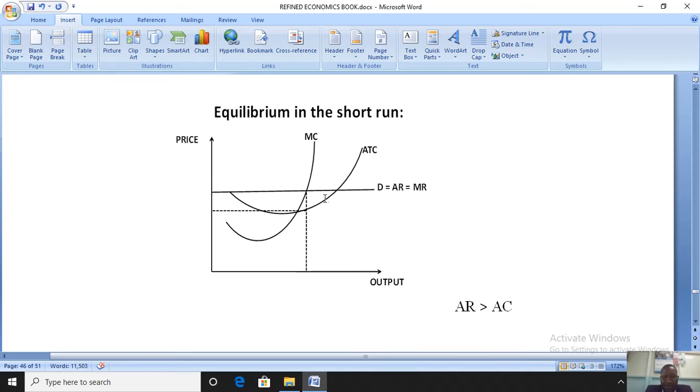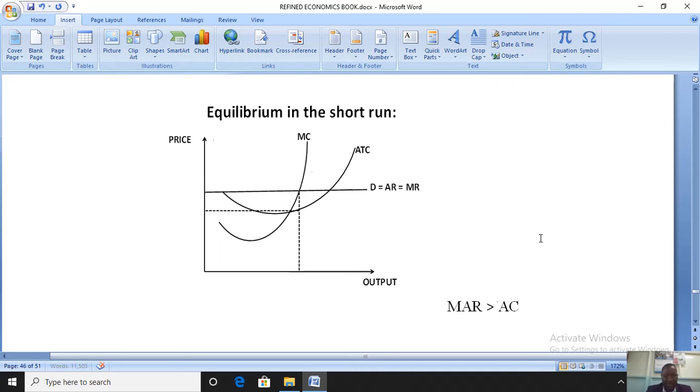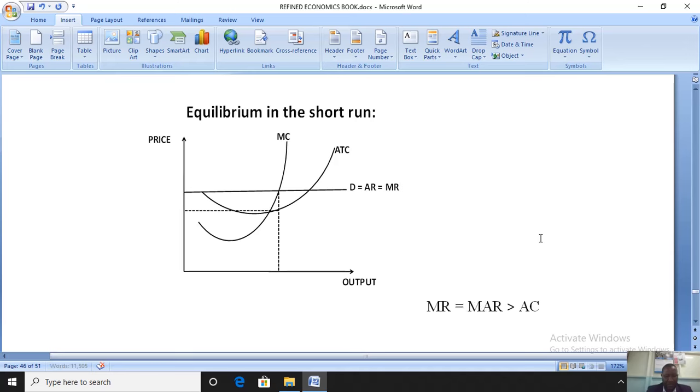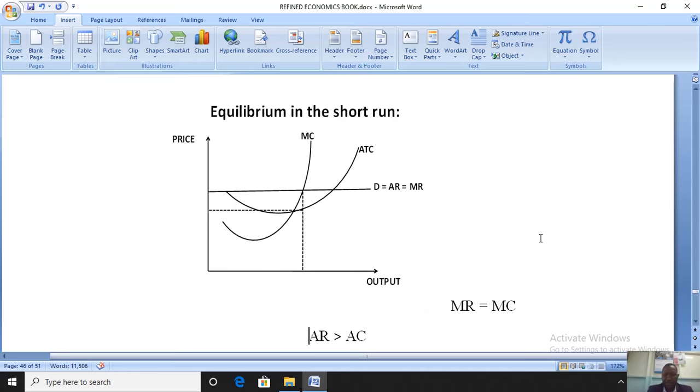So what is the profit maximization level? The profit maximization level is a point where MC equals MR. We did this in our previous study. Profit maximization point is where MR equals MC. That's the profit maximization point. So what you need to do in this graph, first of all, you need to know how to plot the graph. You need to know how to put up this graph.